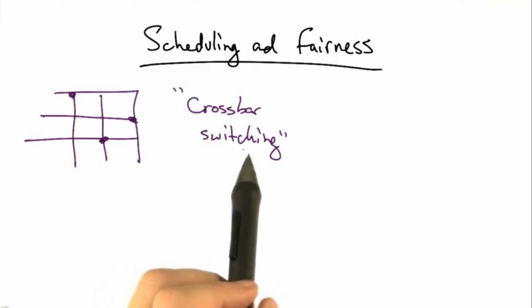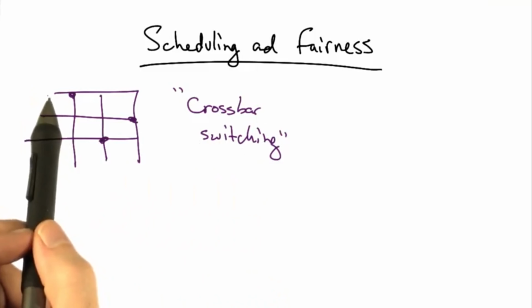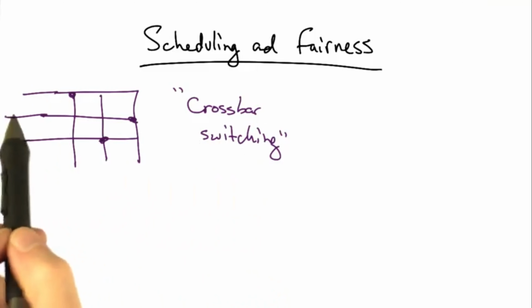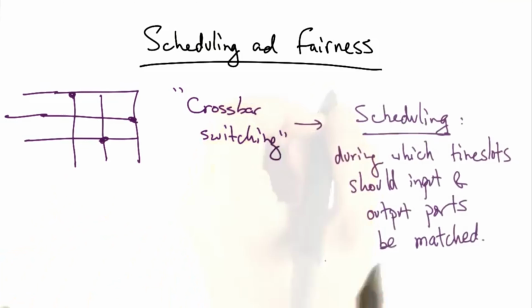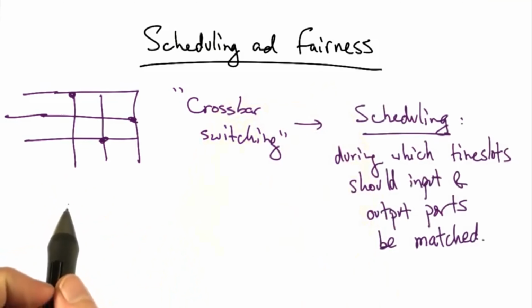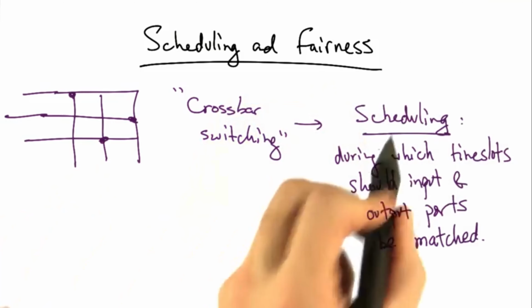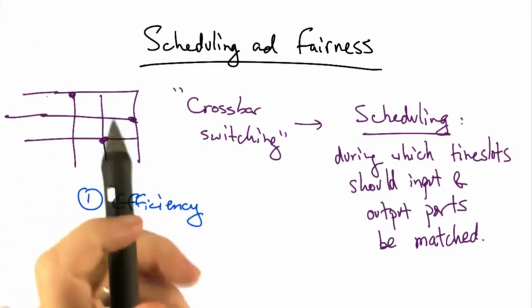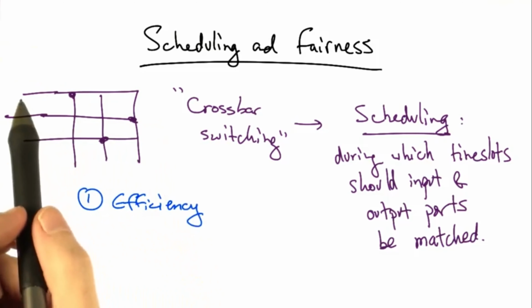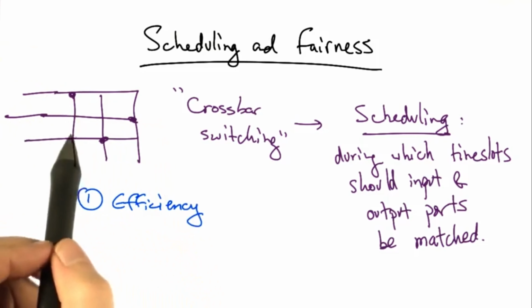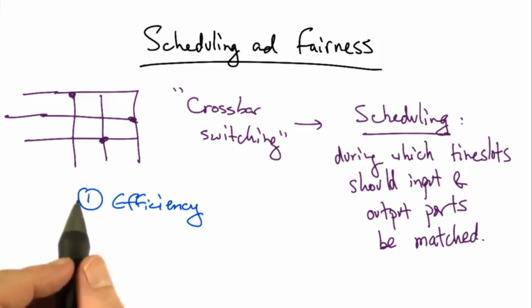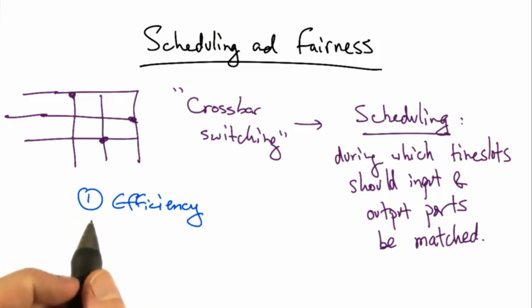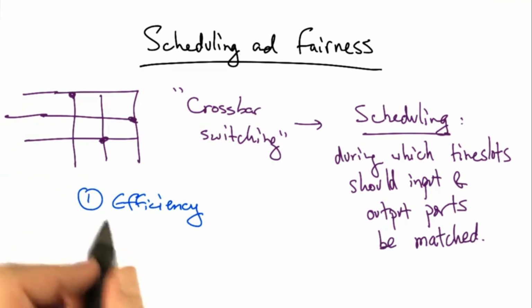Now, we talked about, in a crossbar switch, the process of matching input ports to output ports. The decision about which ports should be matched in any particular time slot is a process called scheduling. There are two important goals in scheduling. One is efficiency, which is to say that if there is traffic at inputs destined for output ports, the crossbar switch should schedule inputs and outputs so that traffic isn't sitting idle at the input ports if some traffic could be sent to the available output ports.